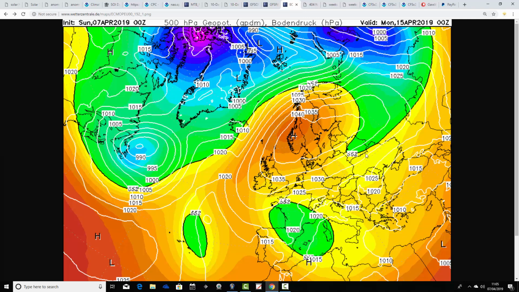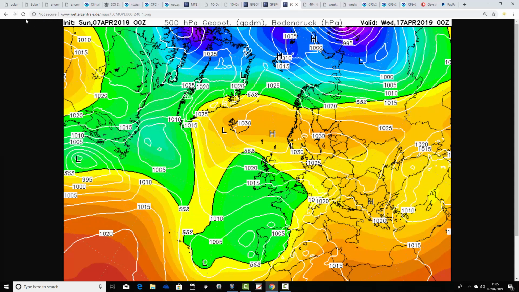Again, the winds remain in from the east. If anything, that easterly is strengthening a little bit. That will probably feel quite cold, especially on the east coast. And no real change as we get through to day 10, which is Wednesday the 17th of April. That high pressure is still there sitting to our north and northeast, still bringing in these easterly winds. So this looks like a very prolonged and protracted spell of easterlies through the course of April.